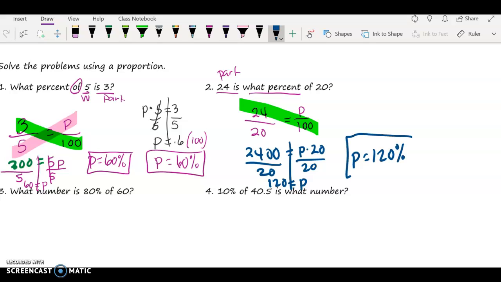120%. The reason that we have a number bigger than 100 for our percent is because our part is larger than our whole. So it's almost like if you've got extra credit on a test, you could get more than 100 points or more than your total score. So this is like you got 4 bonus points out of 20 points on a test, and that would give you 120%.